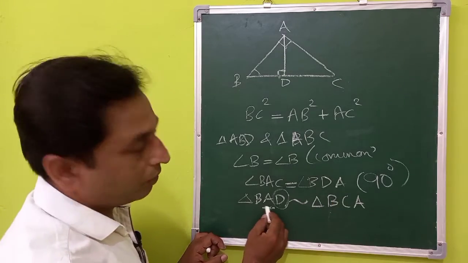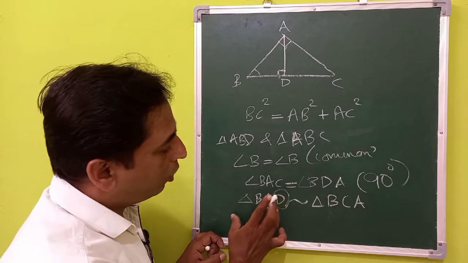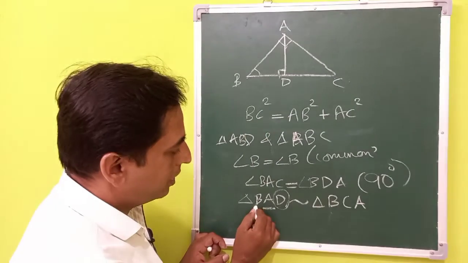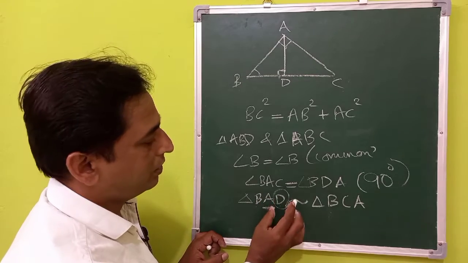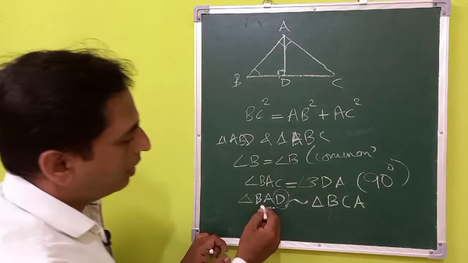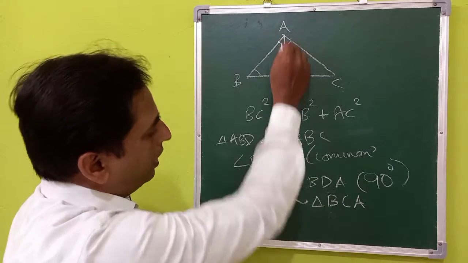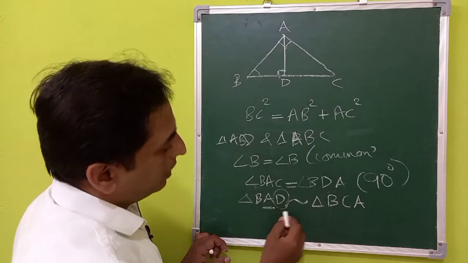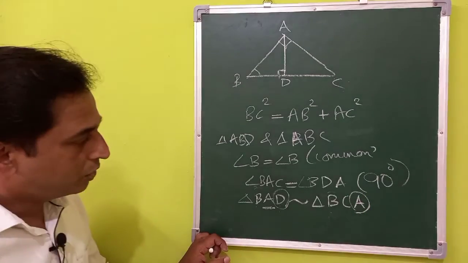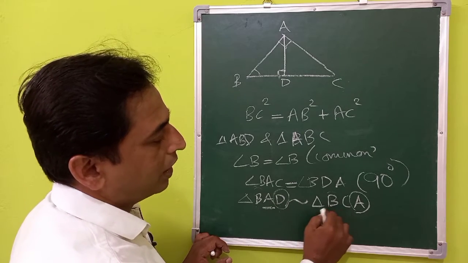So here whenever you are writing the name or the order of the vertices, you will have to be careful. You should write the equal angles correspondingly in both the triangles. So here angle B is the common angle, so we have put it first, and D is 90 degrees. Here also D is 90 degrees. So that is in the correct order. So these two triangles, triangle BAD is similar to triangle BCA.